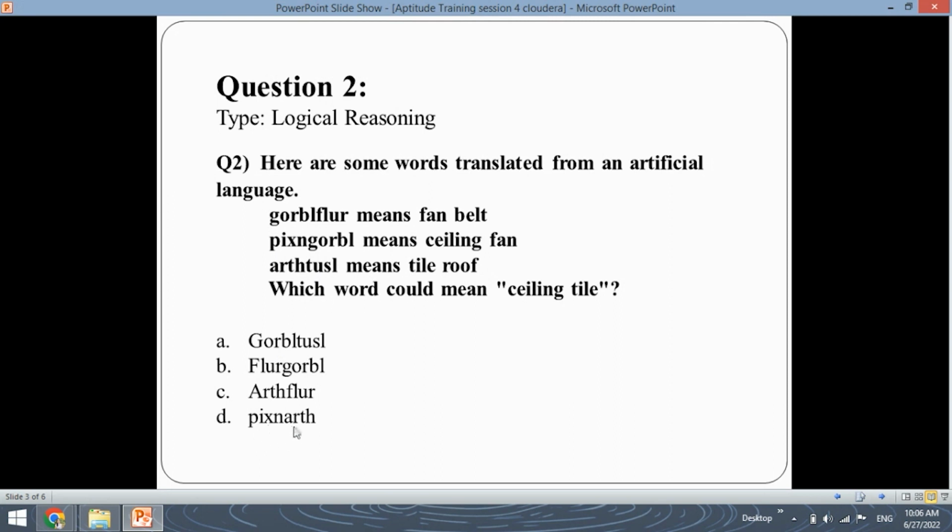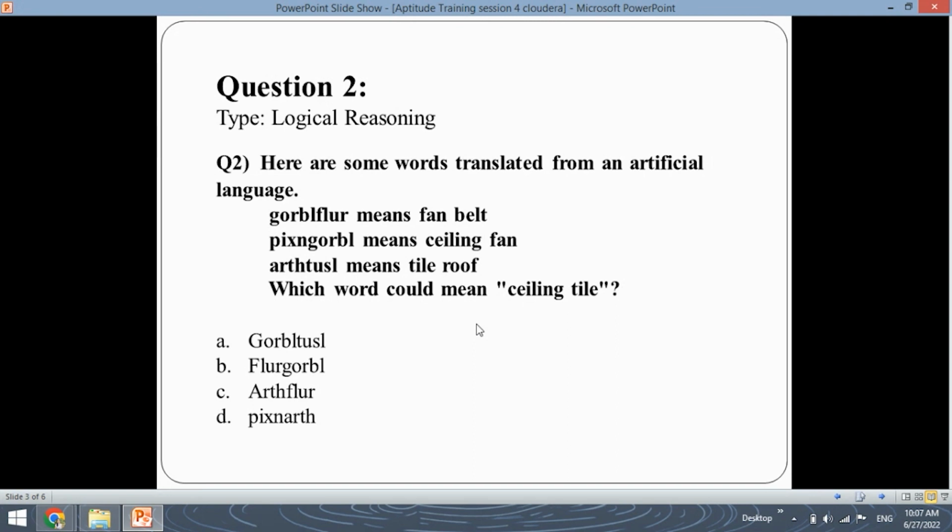earth. So which means that if we properly see this representation and we map each word with the representation given and we break those words, the answer that we get is pixel earth. Okay, so option D is the answer for this question, which is pixel earth. Pixel earth will be used to represent ceiling tile in this given artificial language. Okay, so in these types of questions, you need to properly understand the relationship, how the words are given. If you break them, then what meaning they retrieve, and then accordingly you need to find the answer.